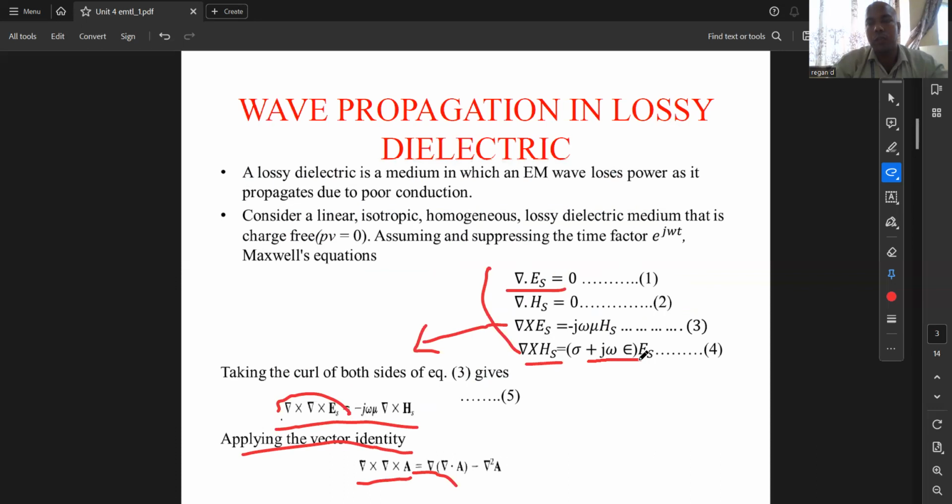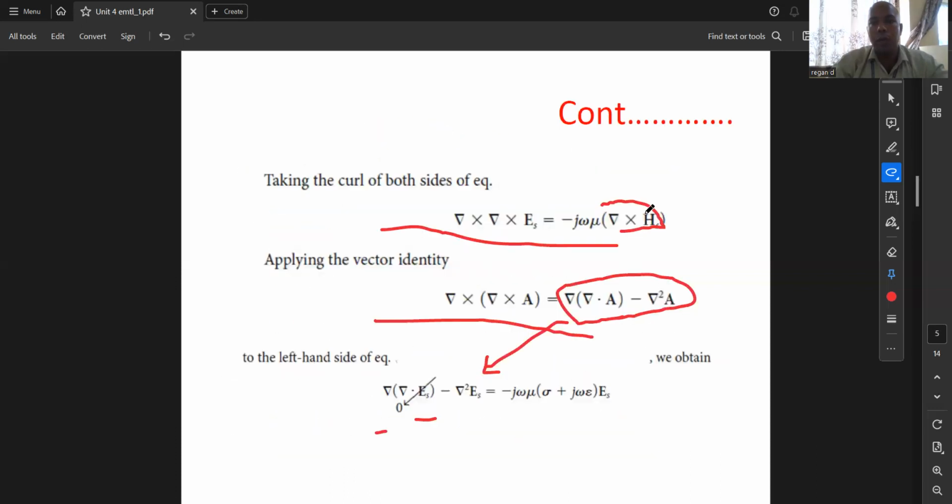So substitute equation 4 into this, and the del cross del cross E is expanded by the vector identity. Then we get these equations. And del dot Es is 0, as we know very well. So finally, after rearranging these equations, we get del square Es.